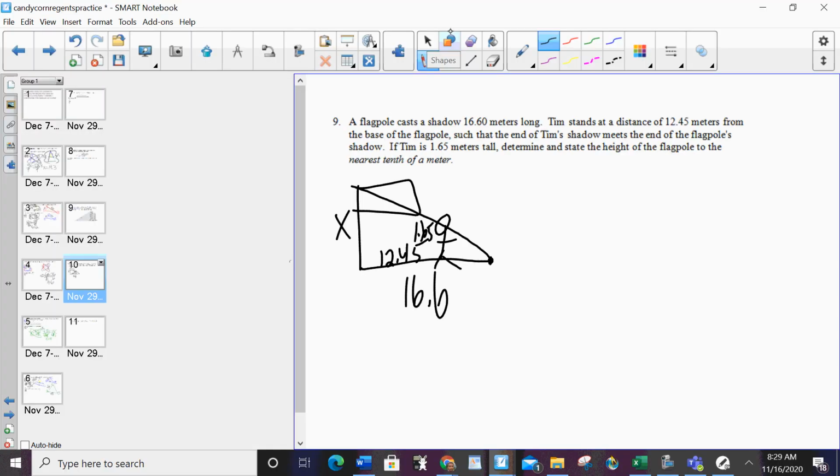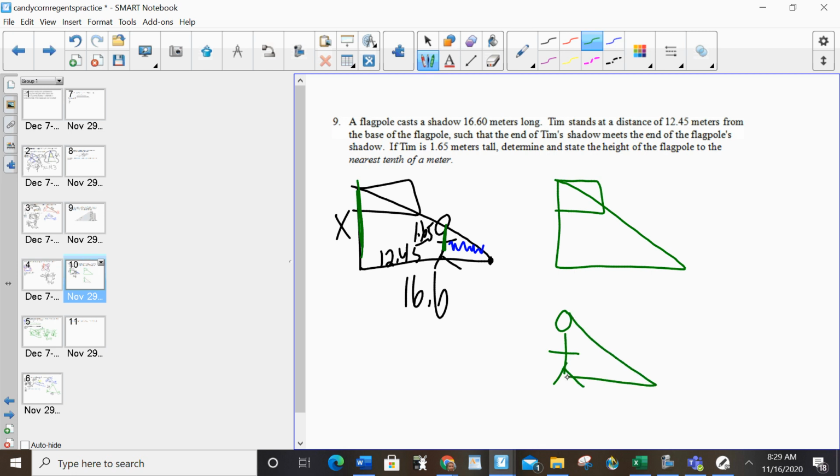Well, if you turn your head, I see a candy corn. Candy corn, bases separate. Are the bases involved? Yes. So, I'm going to separate my triangles. I have my flagpole, and I have Tim. Start with Tim. The height is 1.65. Now, this bottom, because the whole thing is 16.6 and the other piece is 12.45, I'm going to have to subtract. And I get 4.15.